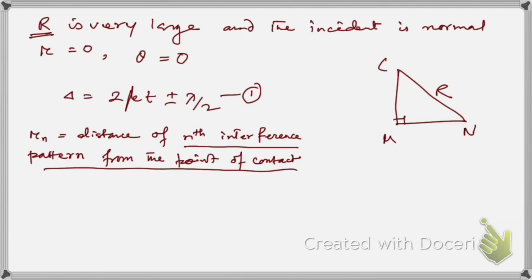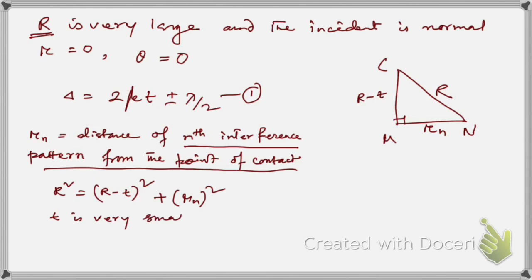As you can see, this thickness is t, so that's why this portion CM will be given by R minus t, and this is Rn. Applying the Pythagoras theorem, we will get R square equals R minus t whole square plus Rn square. So if you simplify this, one more thing: t is very small, so t square is further small.